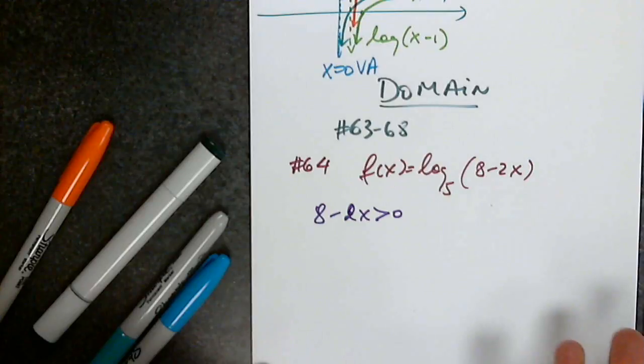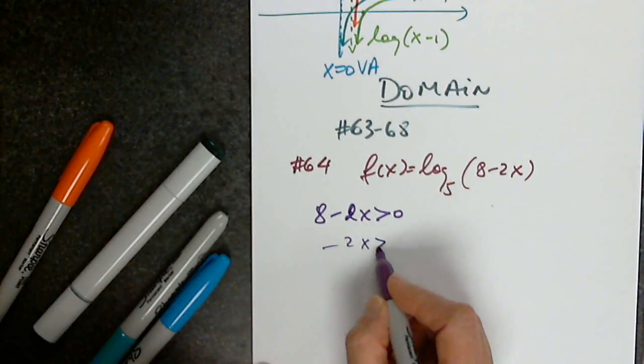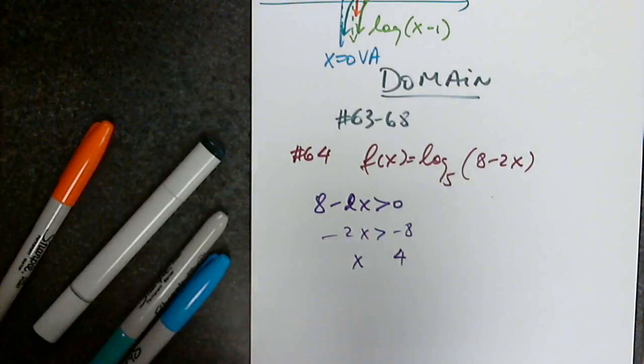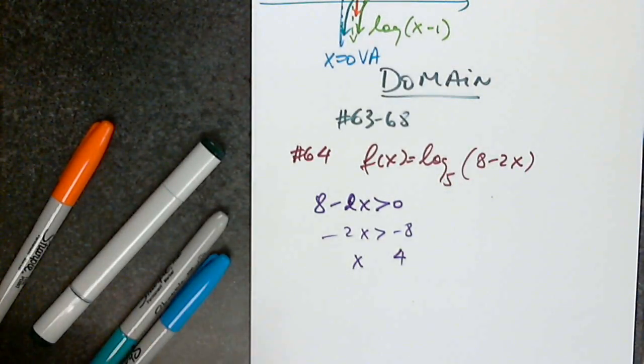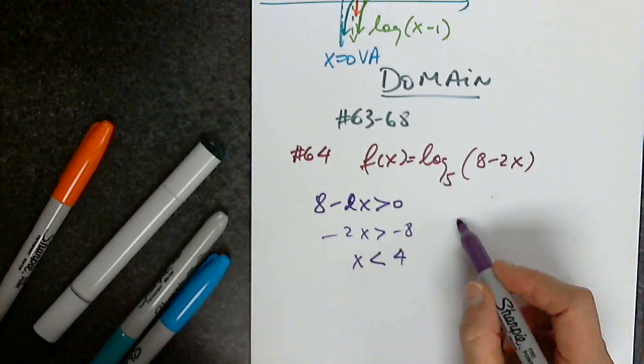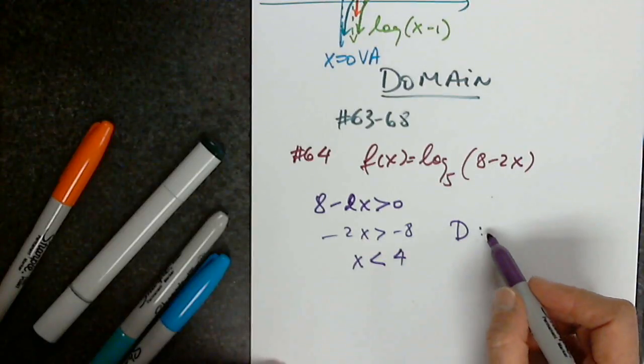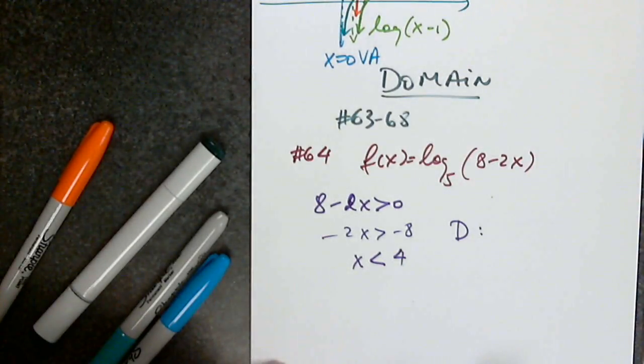Linear inequality, move 8 to the other side. Divide both sides by -2. What do I have to do when I divide both sides by -2? Yes, flip the inequality. Very good. So then the domain of this function is? Right. So in interval notation, x less than 4.